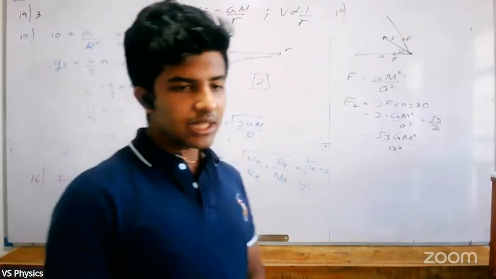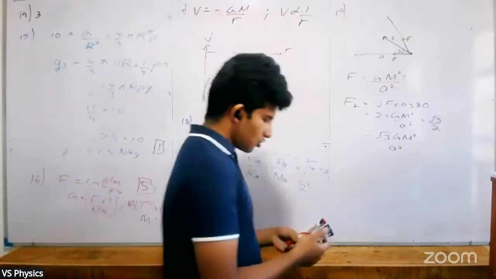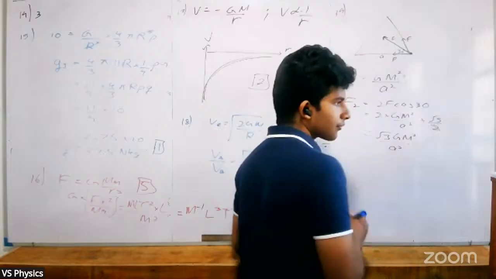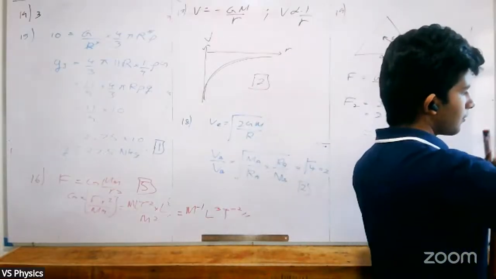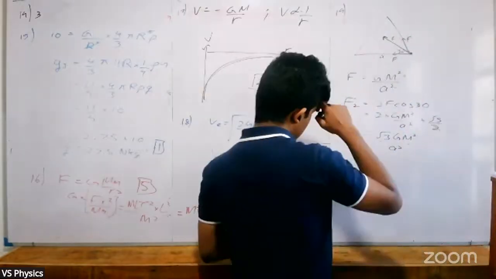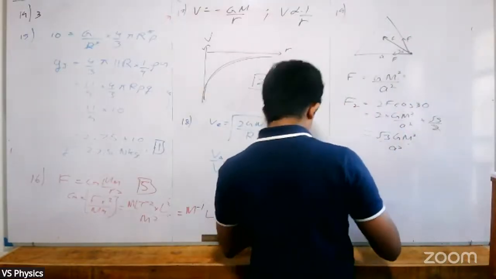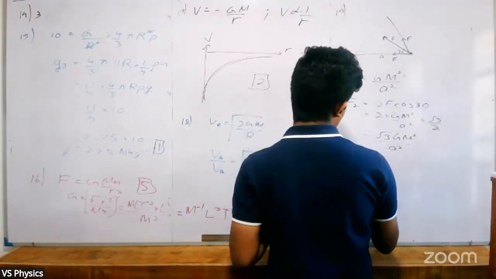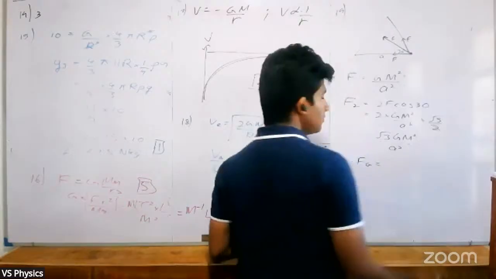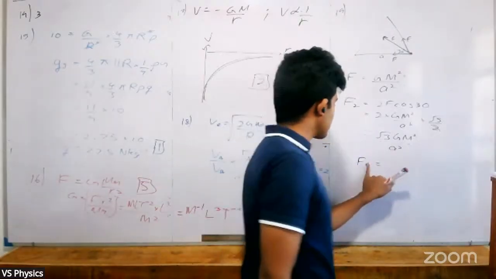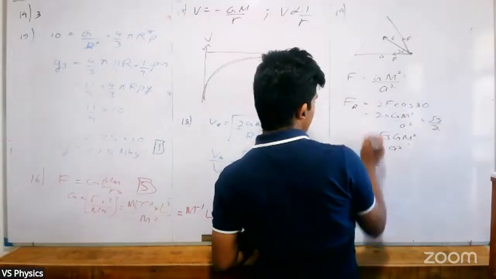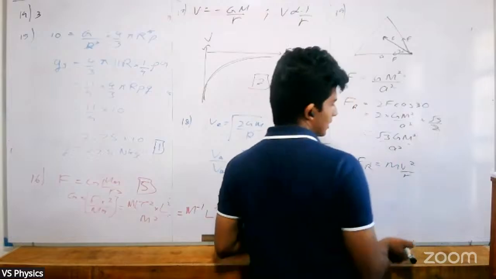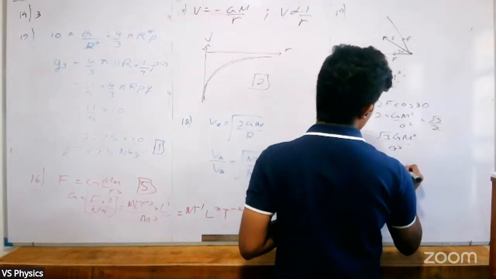Resultant force. But they are asking for time period. So we can write gravitational force is equal to the resultant force. The resultant force is equal to the centripetal force, or you can just write m r omega squared.